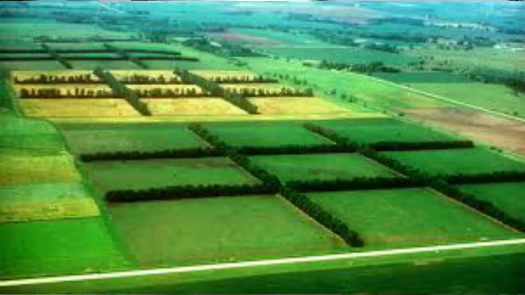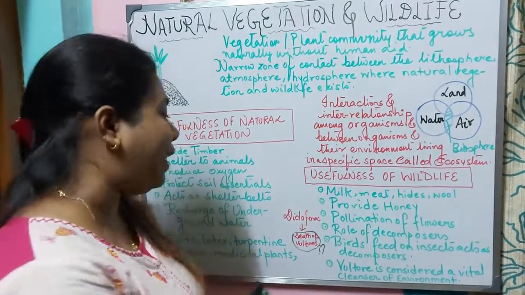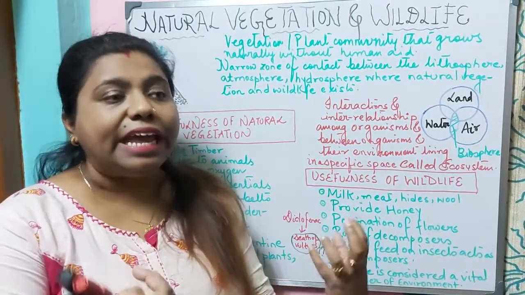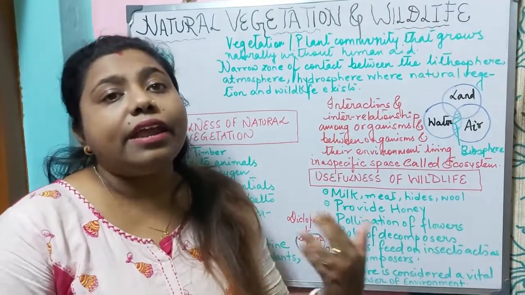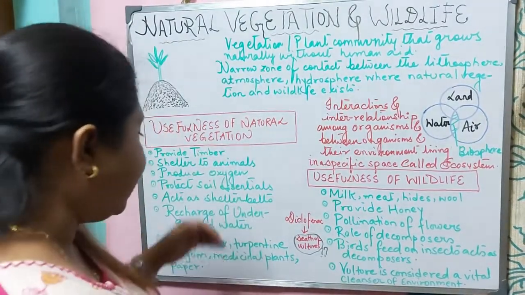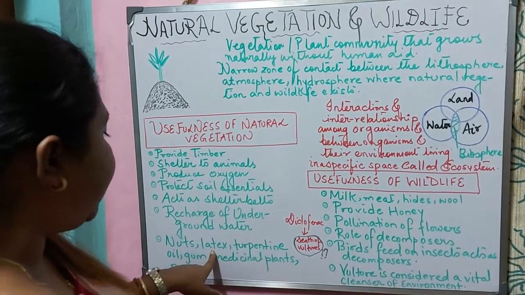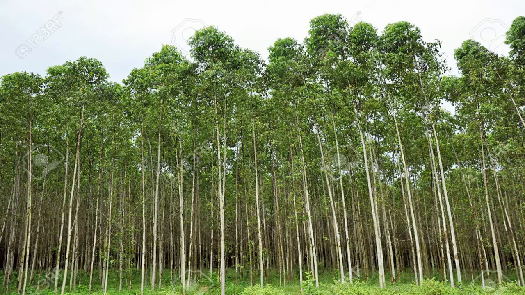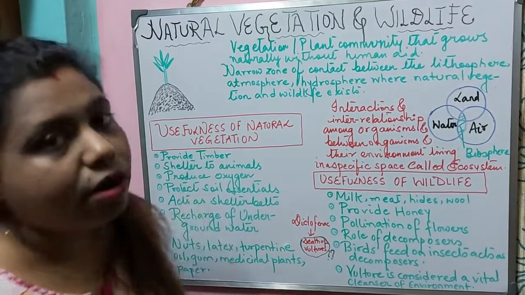It acts as a shelter belt. Already we have learned about shelter belts, that they protect the soil from wind erosion or further soil erosion. It helps in the recharge of underground water. The roots of the plants help in soaking up the surface runoff, which helps in the replenishment of the underground water, that is, the water table. It provides us with nuts, latex, from which we can obtain rubber, and turpentine oil. Different medicinal plants like eucalyptus can be obtained from the natural vegetation, that is from forests, and paper, which are all essential things that we require for sustenance.